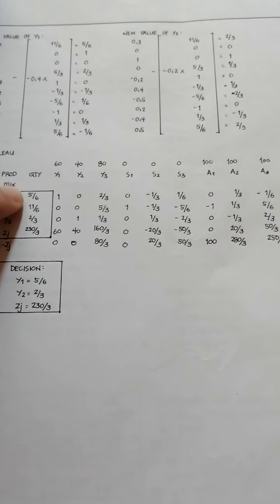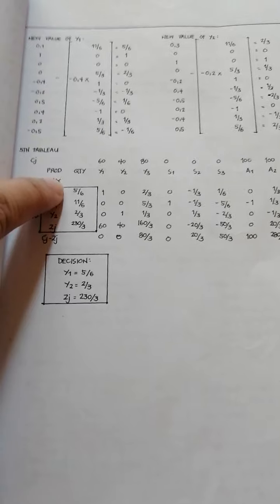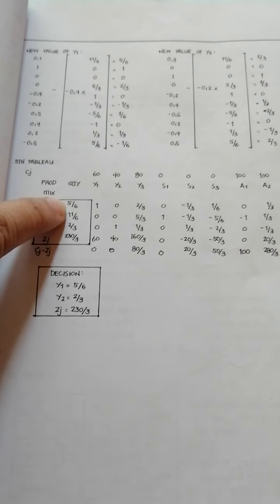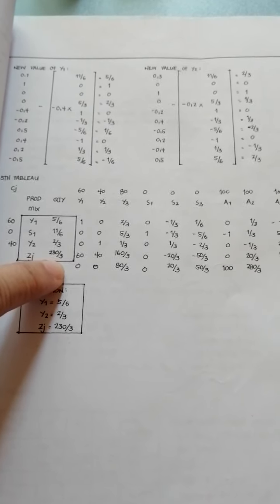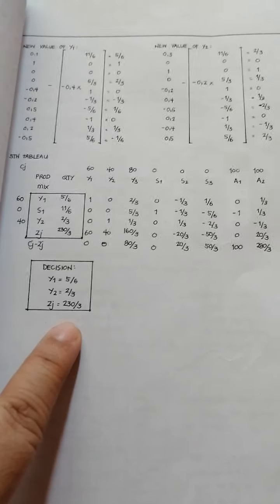we already saw the value of your x1 in the primal, which is 5/6, and in the dual it's 5/6. And the same thing, the cost will be 230/3, or 76.67, the same as in the primal.